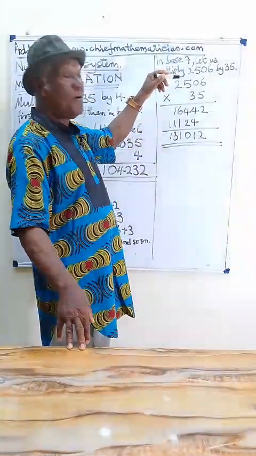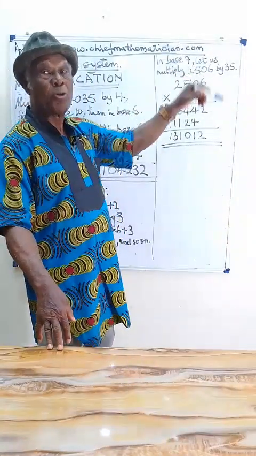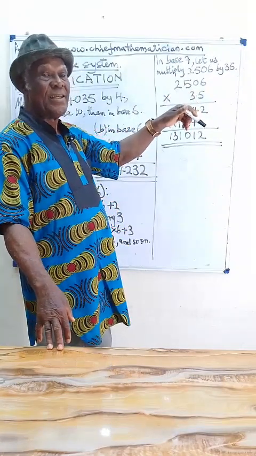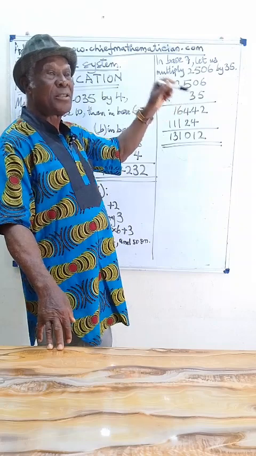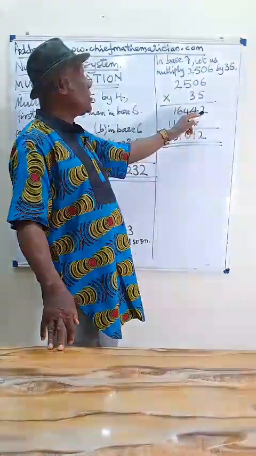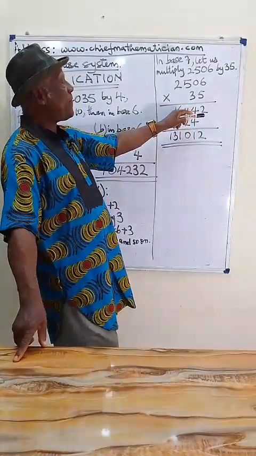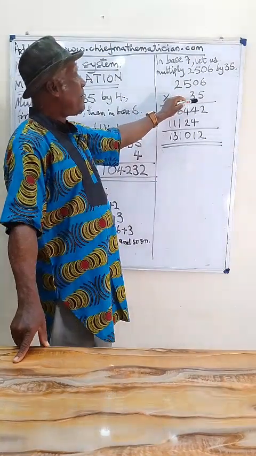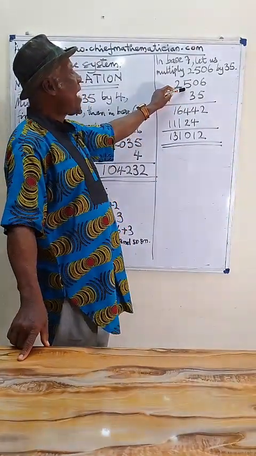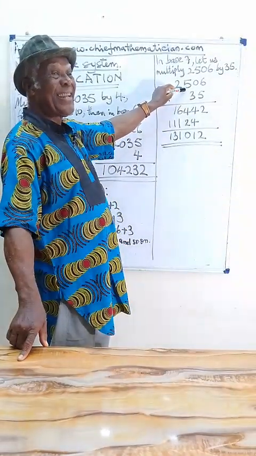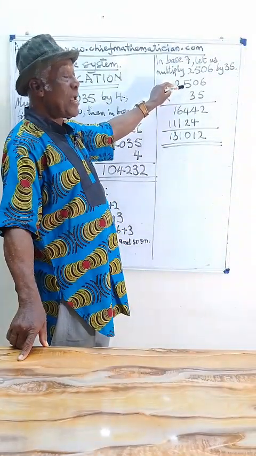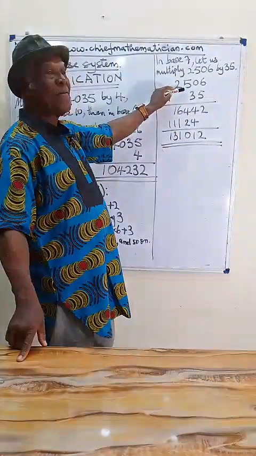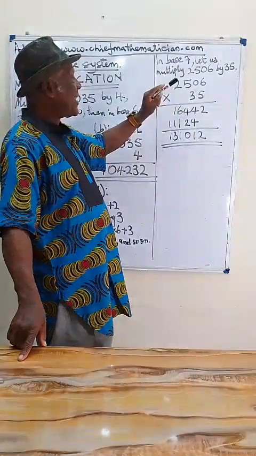4 times 7. Take note, 4 times 7 plus 2. 30 in base 7 means 4 times 7 plus 2. So you put the 2 down and carry 4. 5 times 0 is 0. You now put down the 4. 5 times 5 is 25. And 25 in base 7 is 3 times 7 plus 4. That's what 25 gives you. You put down the 4 and carry 3.